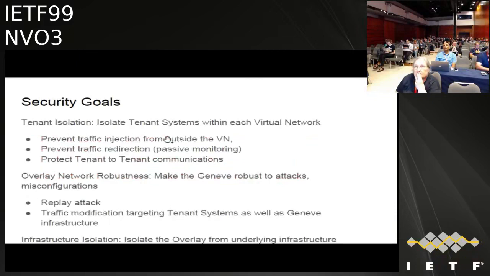Tenant isolation: you want to avoid that some traffic goes into one virtual network. You want to prevent that some traffic that leaks outside the virtual networks be analyzed and then re-injected. And you maybe also want to provide an additional service to the tenants, which is where we protect your traffic against an infrastructure we might not trust. Then the overlay network should be robust, which means robust against replay attacks and against traffic modifications. And of course, we should be protecting the traffic against the infrastructure.